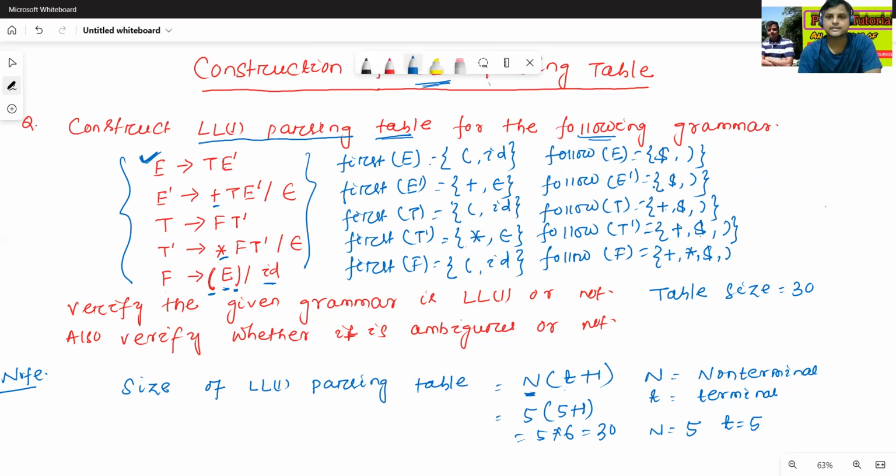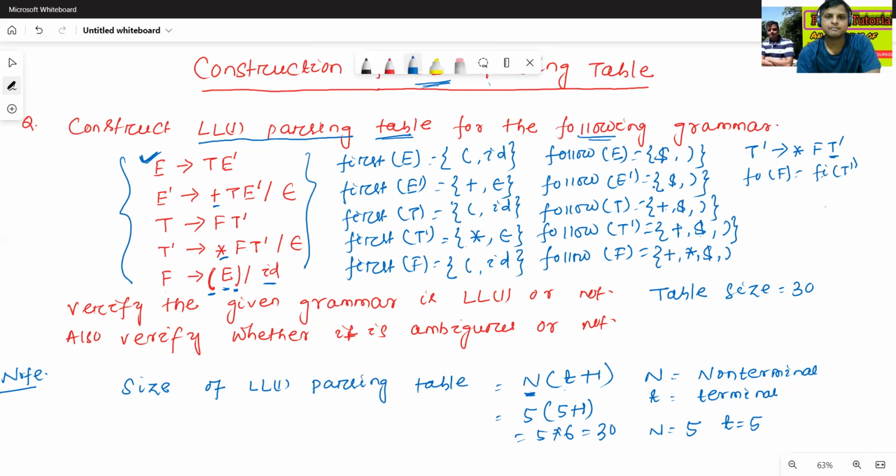Next we'll see where F is on the right side. Yes, one more: T prime → star F T prime. See here, follow of F. There is something on the right side of F. Follow of F means first of T prime.